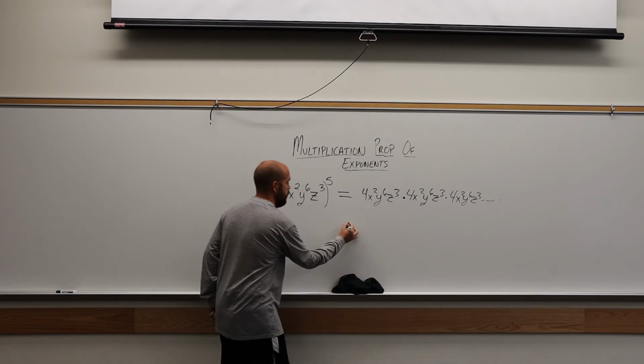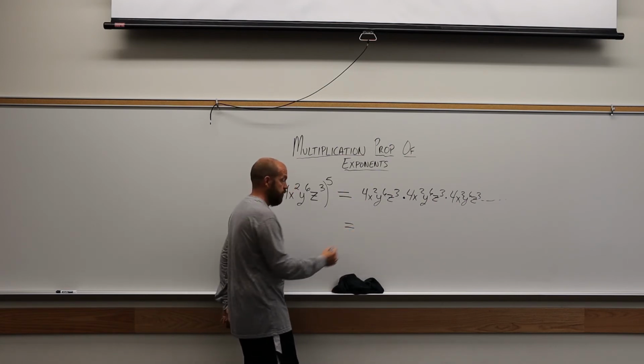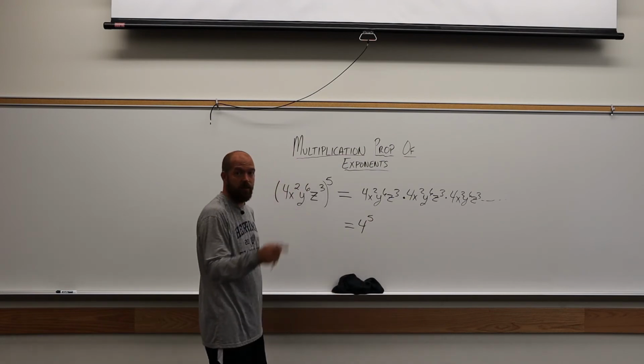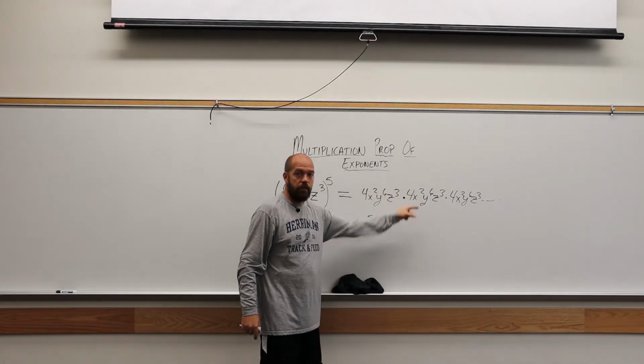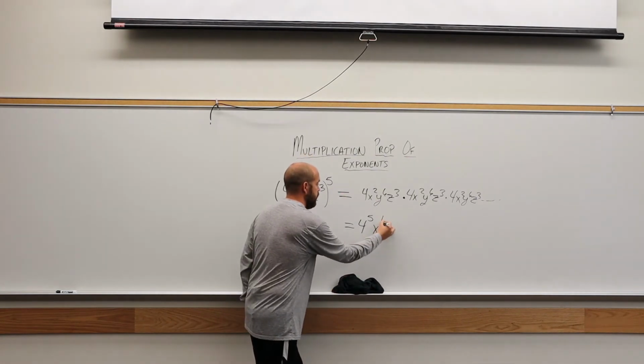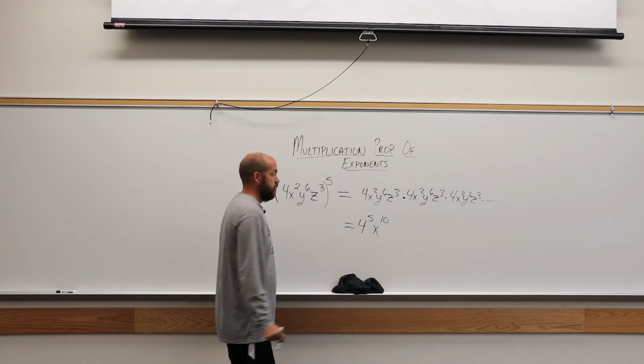Well, how many 4s would there be? There better be 5 of them. So there should be 4 to the 5th power. How many x's are there going to be? Well, there's going to be an x squared, another x squared, another x squared, 5 different times. So total, that should be x to the 10th power.